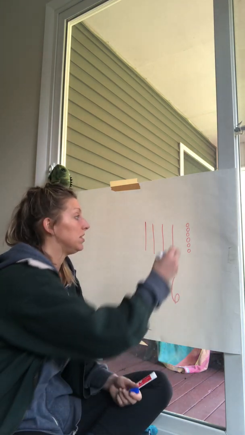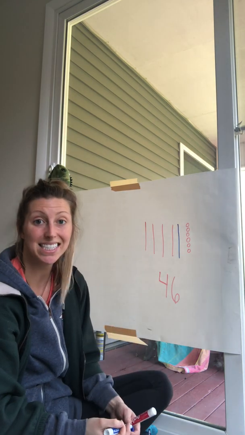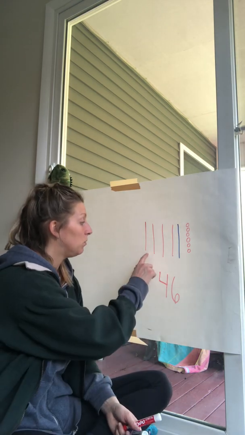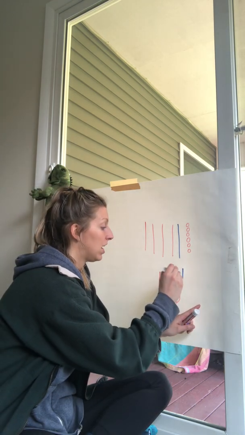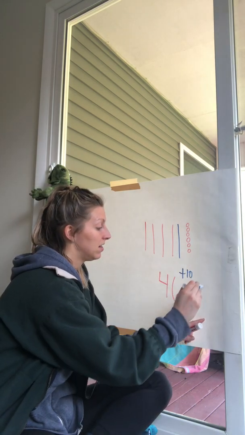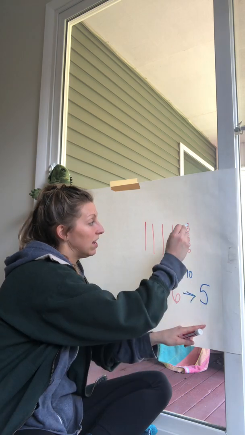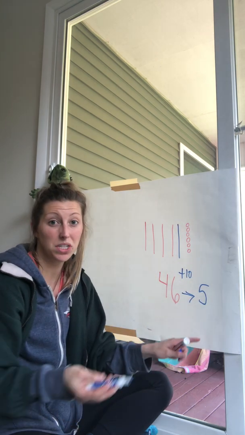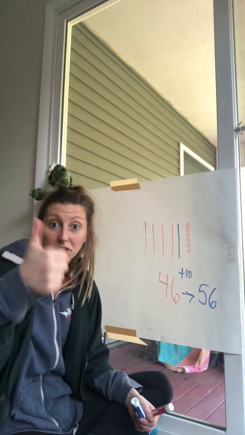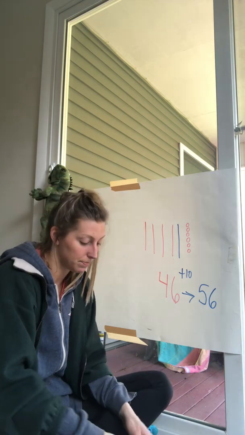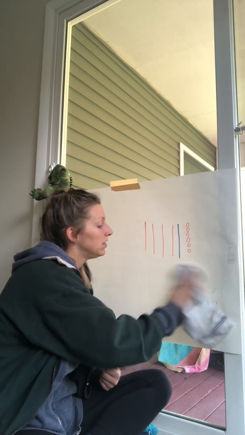Okay, easy peasy. I add 10, I'm adding a 10 stick. So that's going to be 1, 2, 3, 4, 5. So if we're adding 10, that's gonna be 50, and then did I do anything with the ones? Nope, so it's gonna be the same, 56. If you got 56, give me a thumbs up. Nice, okay?